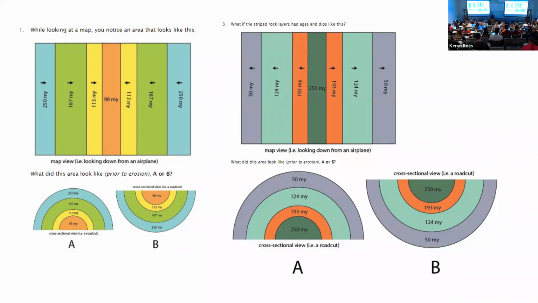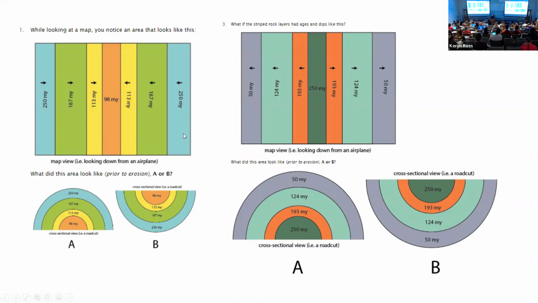While looking at a map, you notice an area that looks like this. Luckily for you, it has strike and dip, showing you the dips, and it's showing you the ages. What did the area look like before it was eroded, because now it's completely flat? Did it look more like A or like B? There's a couple of ways you can look at this. First, you could look at the ages and remember that anticlines have the oldest in the middle. Is the oldest in the middle? No. So this has to have been a syncline.